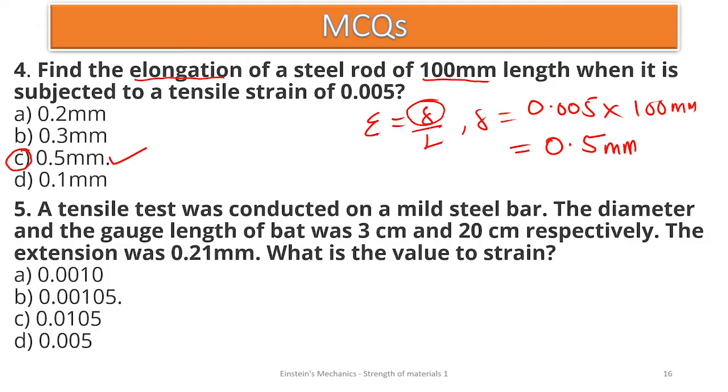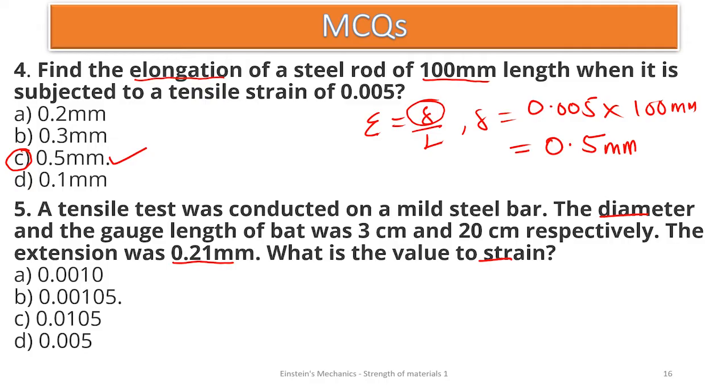Number 5, a tensile test was conducted on a mild steel bar. The diameter and the gauge length of the bar were 3 centimeters and 20 centimeters respectively. So the diameter is given and the gauge length is given. The extension was given as this. What is the value of the strain? So we are interested in finding the strain.